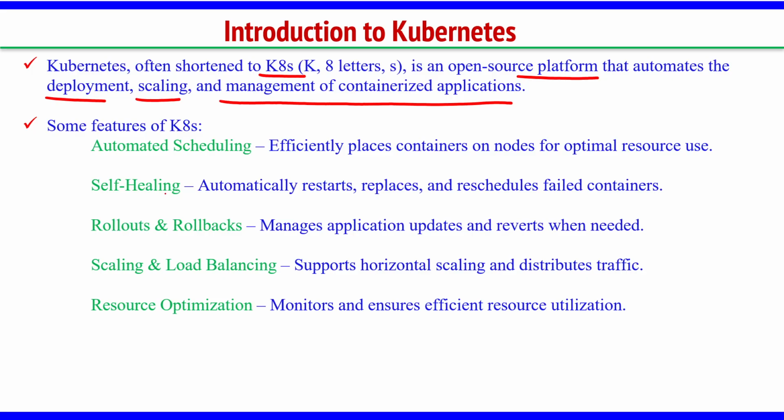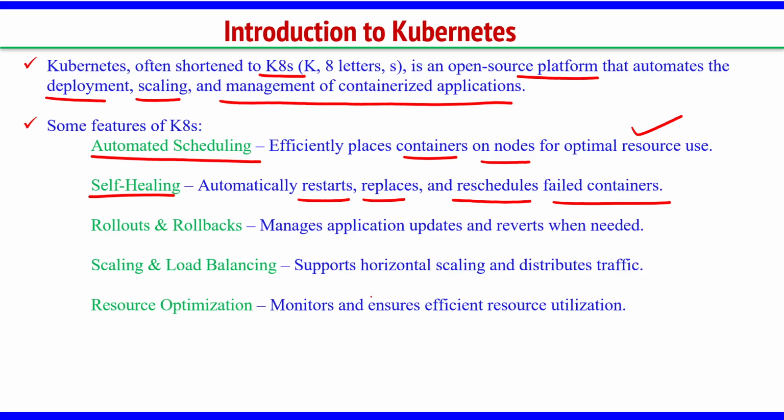Some important features of Kubernetes: automated scheduling, which efficiently places containers on the nodes for optimal resource use. So we have some cluster nodes where we have to run our containers. Self-healing, most importantly, automatically restarts, replaces and reschedules failed containers. If a particular container has failed, it will automatically take care of the healing or restarting of that container. Then we have rollouts and rollbacks, which manage application updates and revert when needed.